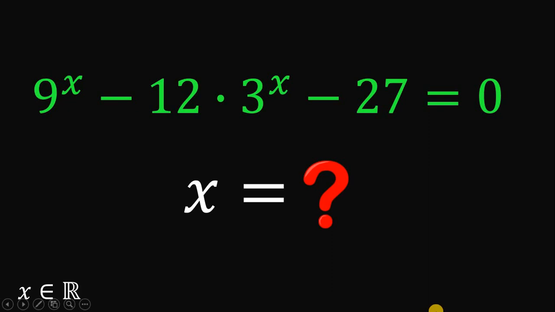Can you solve this math challenge? Here's the question. Given that 9 raised to x minus 12 times 3 raised to x plus 27 equals 0, our goal is to solve for the real value of x. You can pause this video if you want to give this problem a try.